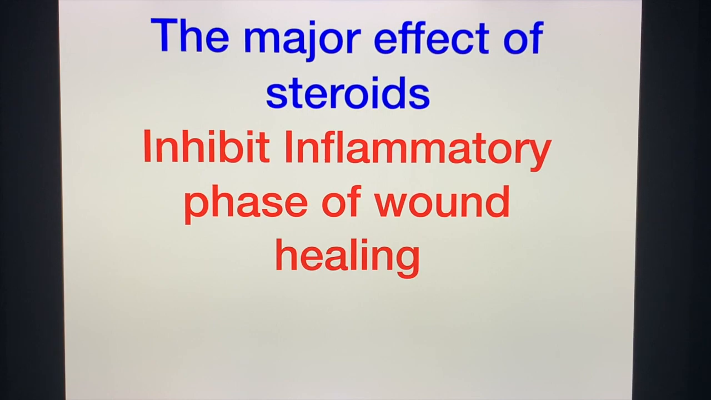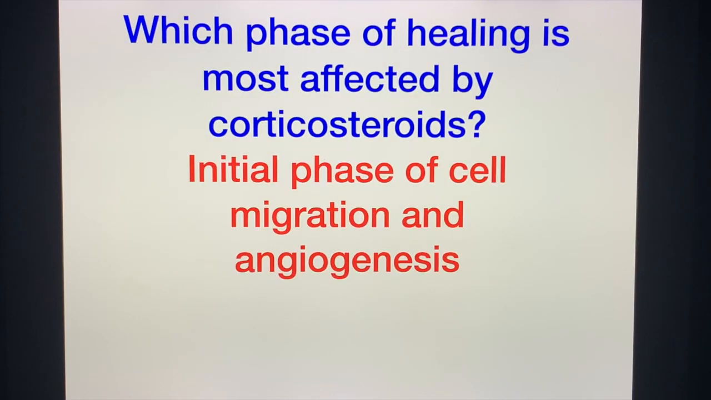Now, the major effect of steroids is that it inhibits the inflammatory phase of wound healing. Now, which phase of healing is most affected by corticosteroids? We mentioned the inflammatory phase, and this would be the initial phase of cell migration as well as angiogenesis, or the formation of new blood vessels.